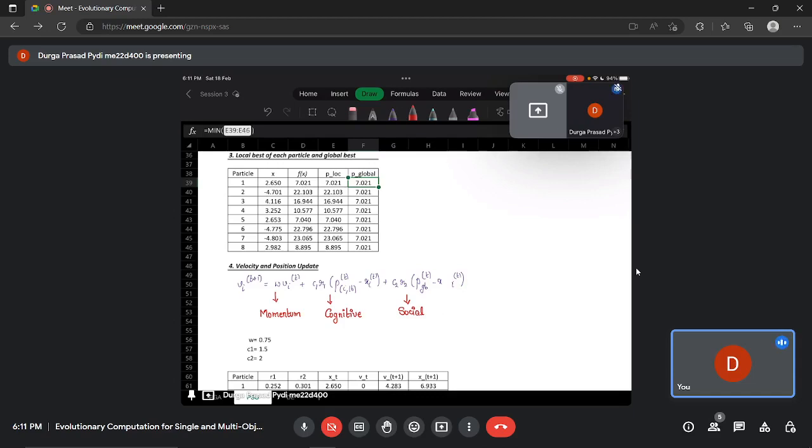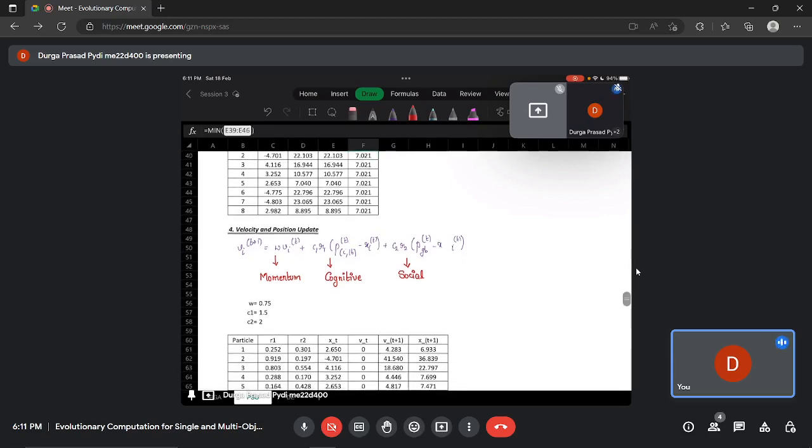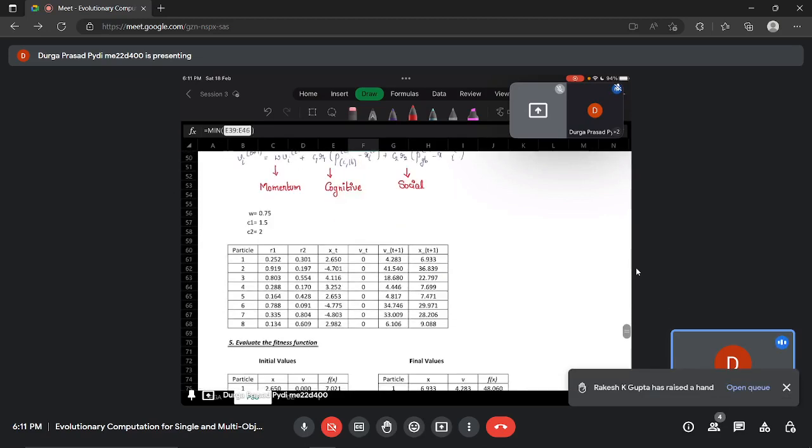These factors you see, like W, C1 and C2, are essentially the weightage we are giving to each of these individual components: how much weightage you are giving to the previous value, how much weightage you are going to give to your track record, versus how much you are going to give to the social one. And just to give an example, we are considering these particular values.